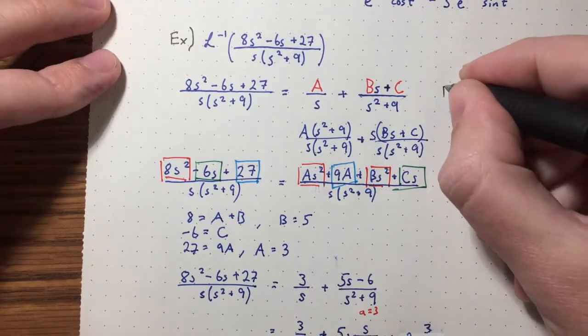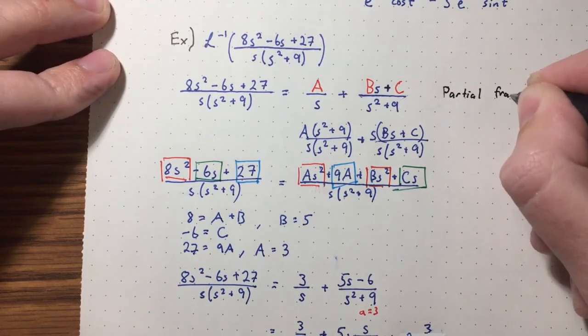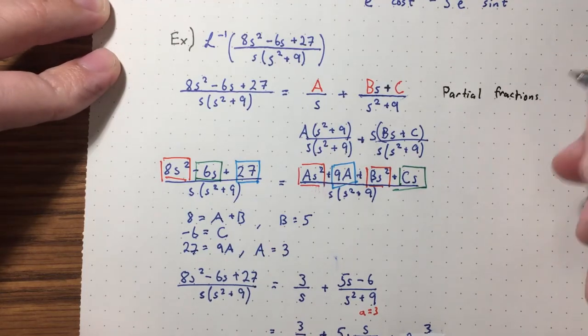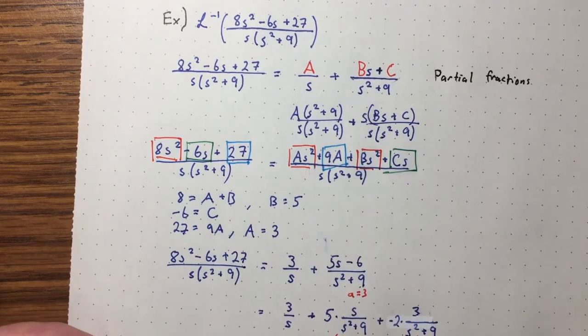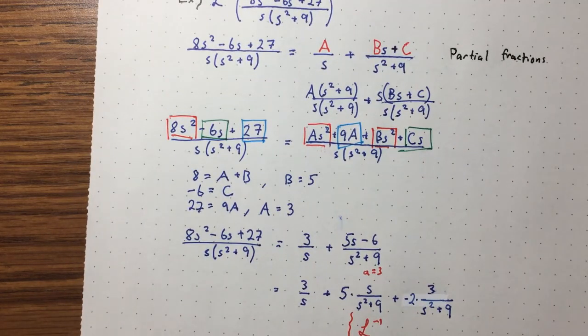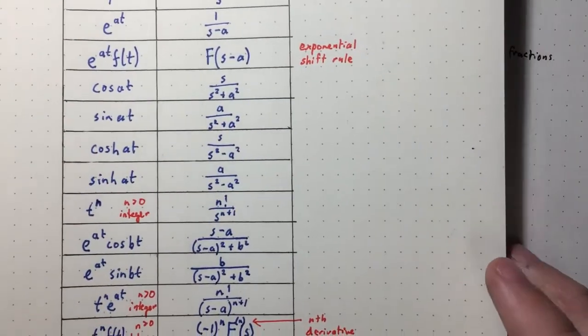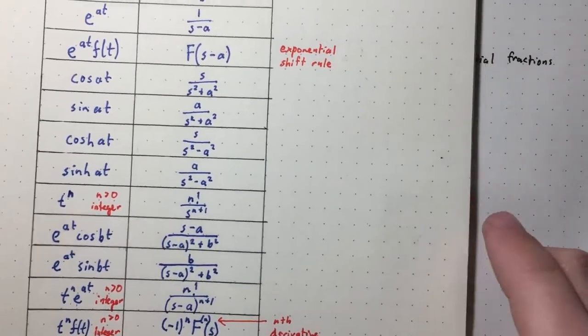But the main idea is we're going to use partial fractions. I guess I should label this. So it's called partial fractions. To rewrite this rational function as a sum of basically simpler pieces. And then once we do that, we can use this table like we did in previous examples.